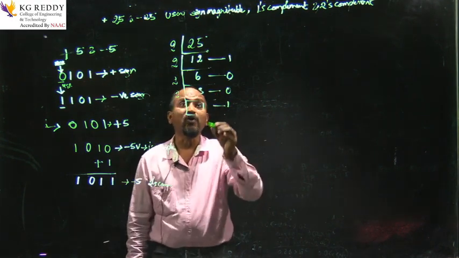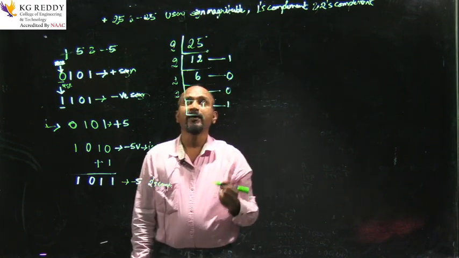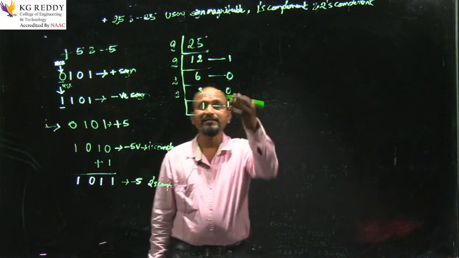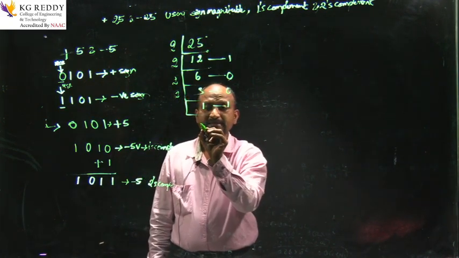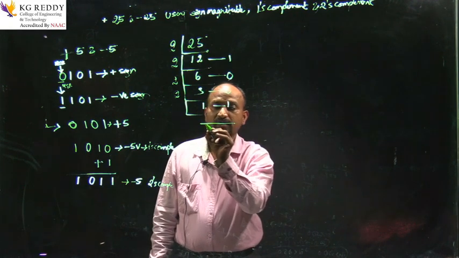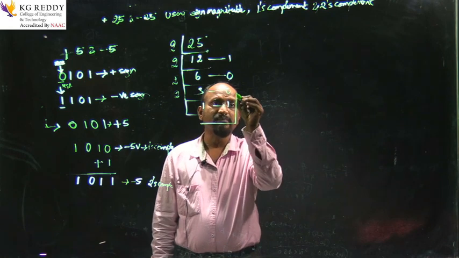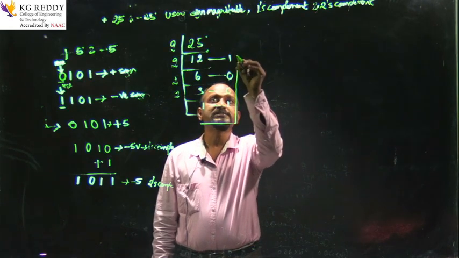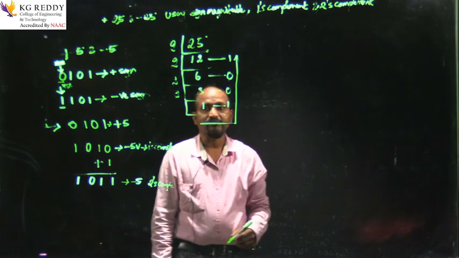Now how do we collect this? All these remainders are the converted binary digits. We have to take all these remainders from bottom to top. As I have indicated in the diagram, all these remainders collected from bottom to top together are our required answer.